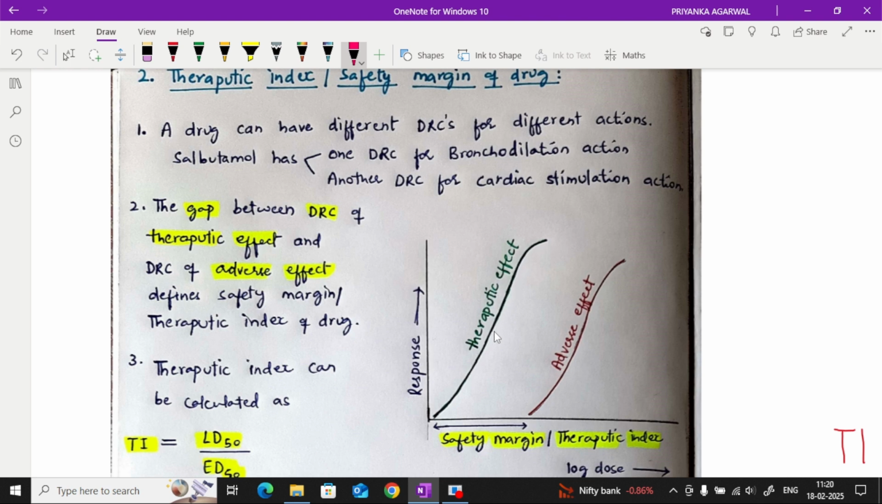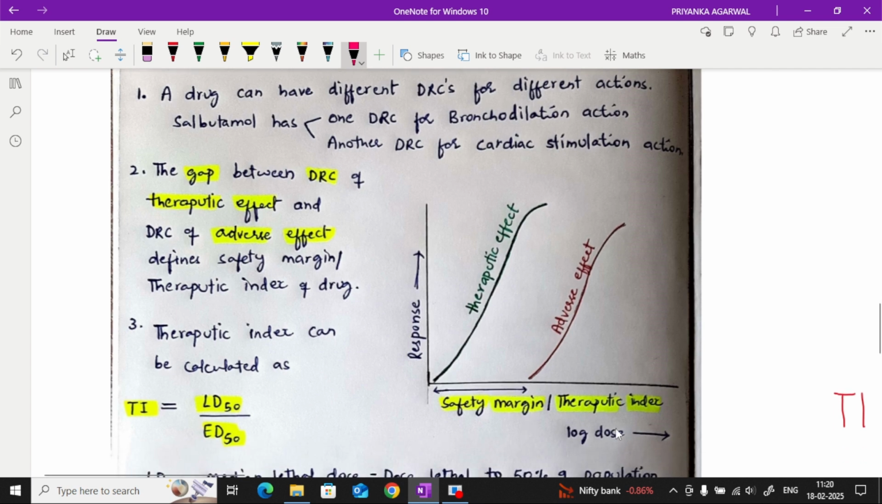So like this, imagine this is the dose response curve for the therapeutic effect and this is the dose response curve for the adverse effect. The gap between the DRC of the therapeutic effect and the DRC of the adverse effect will define the safety margin or therapeutic index of the drug. So understood? Basically it is telling how much dose you can give in between the therapeutic effect and the adverse effect. In that range the drug is safe. So this is telling us about the safety of the drug.